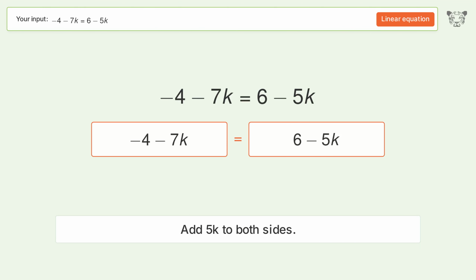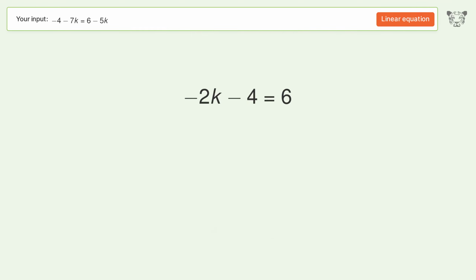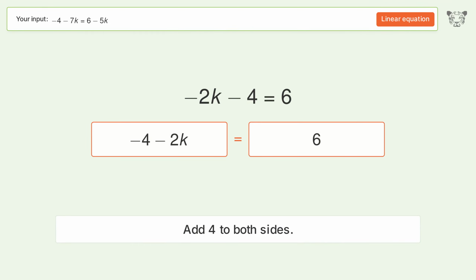Add 5 times k to both sides to collect the variable terms on the left. That gives -2 times k minus 4 equals 6. Add 4 to both sides so the variable term stands alone. That gives -2 times k equals 10.